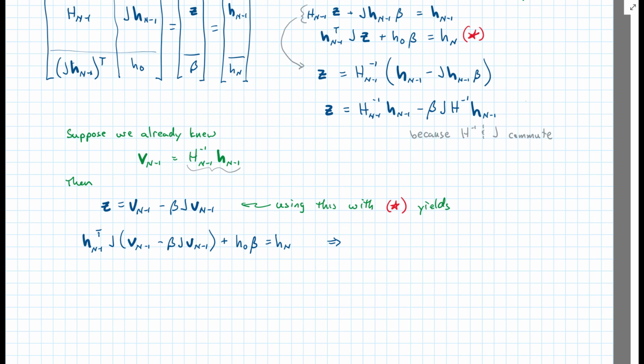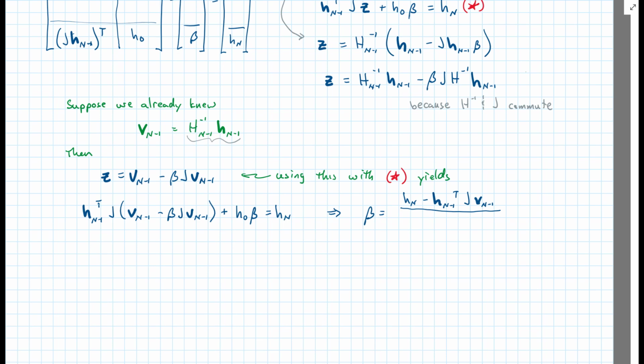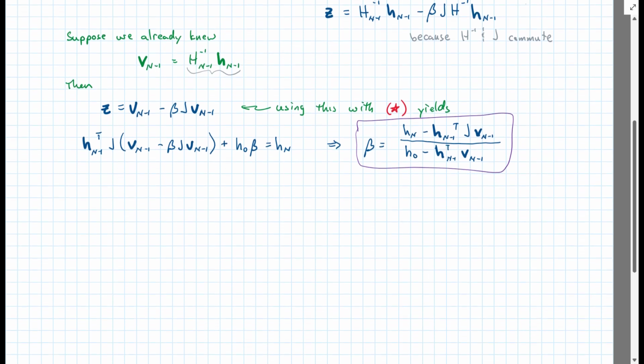And so we can solve for beta as beta is equal to this nice little equation here, which has h transpose_{n-1} v_{n-1}. Great. Now, this is important enough to circle, but it's not yet our complete solution, so we won't do it in red.